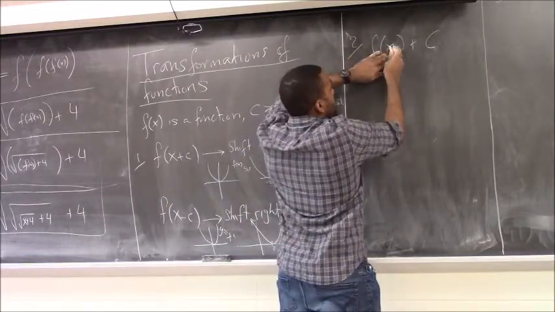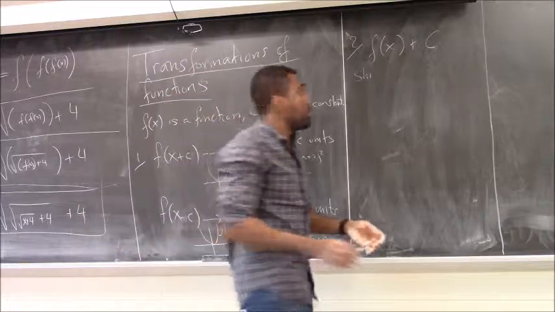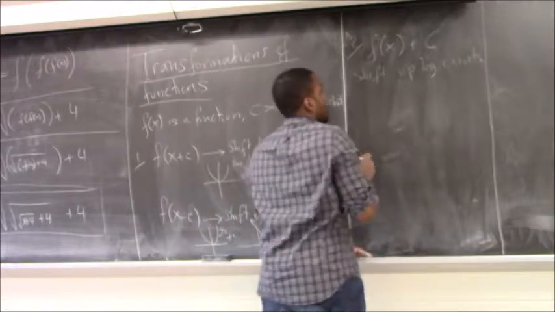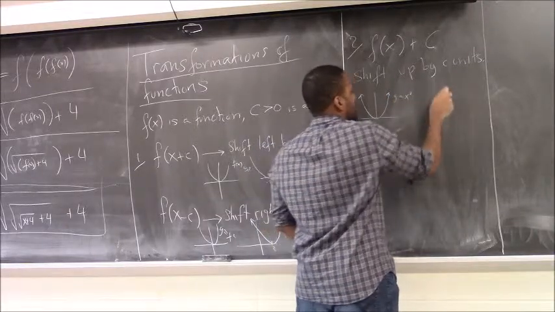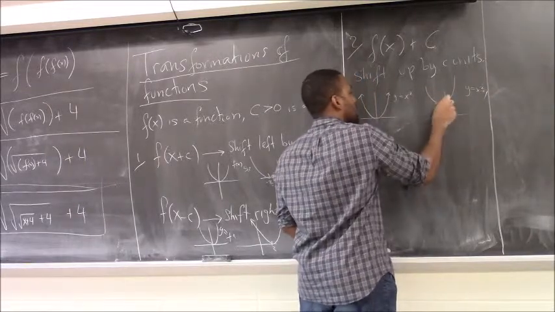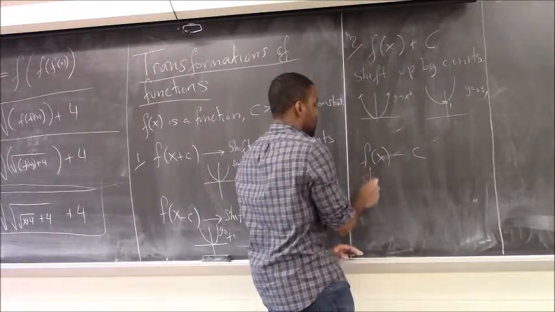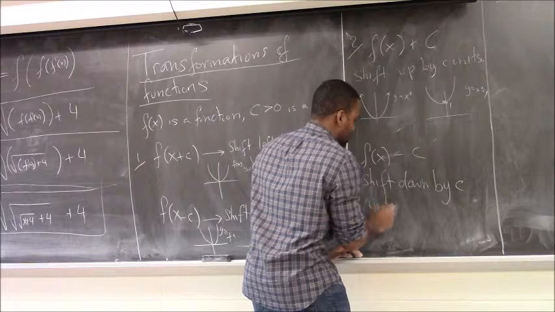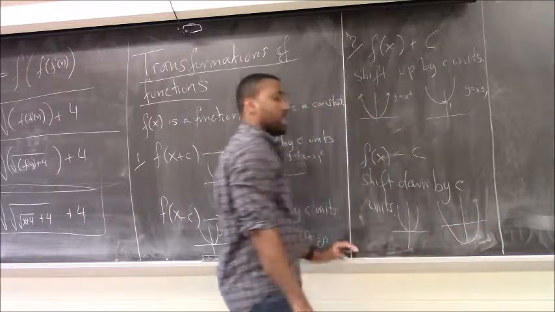So here, whenever you're not manipulating the x, you're manipulating the y value, it works how you expect it to work. Plus means go up, negative means go down. So this is shift up by c units. If you have something like an x squared, then y equals x squared plus 1 shifts this up. f of x minus c is a shift down. So you can go from an x squared to something like this if it's x squared minus 1, for example.